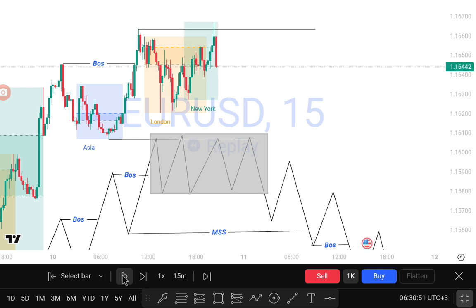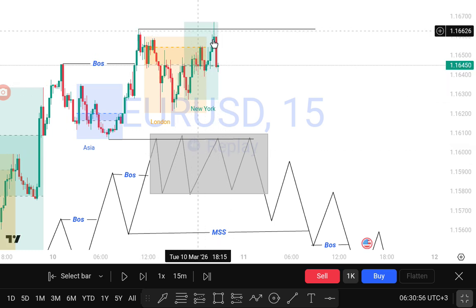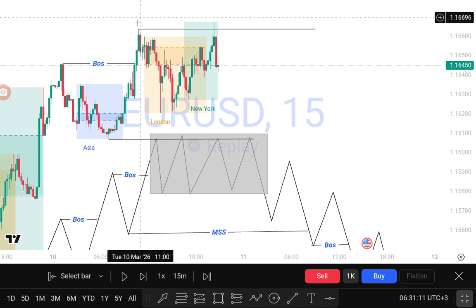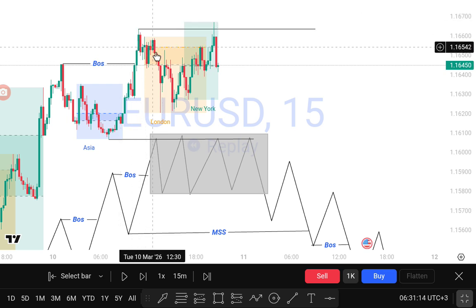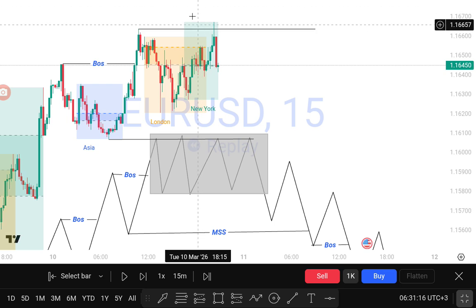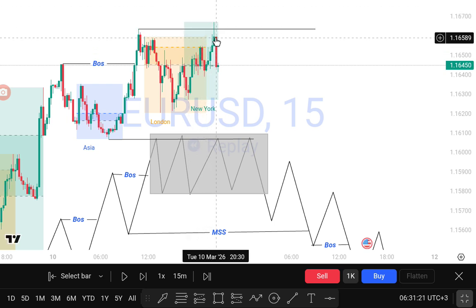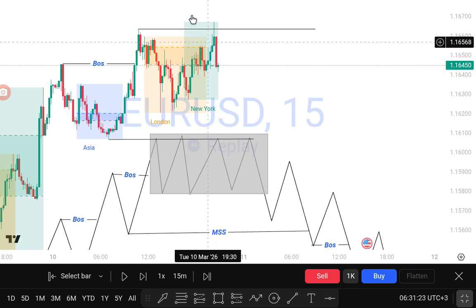Okay, yes. Now look here at this point. This is not a break of structure. This is called a liquidation. The highs have been liquidated. What does liquidated mean? We have stop losses of sellers who have been pushing the market down. Their stop losses are always slated above. So they have been tagged, they have been collected.